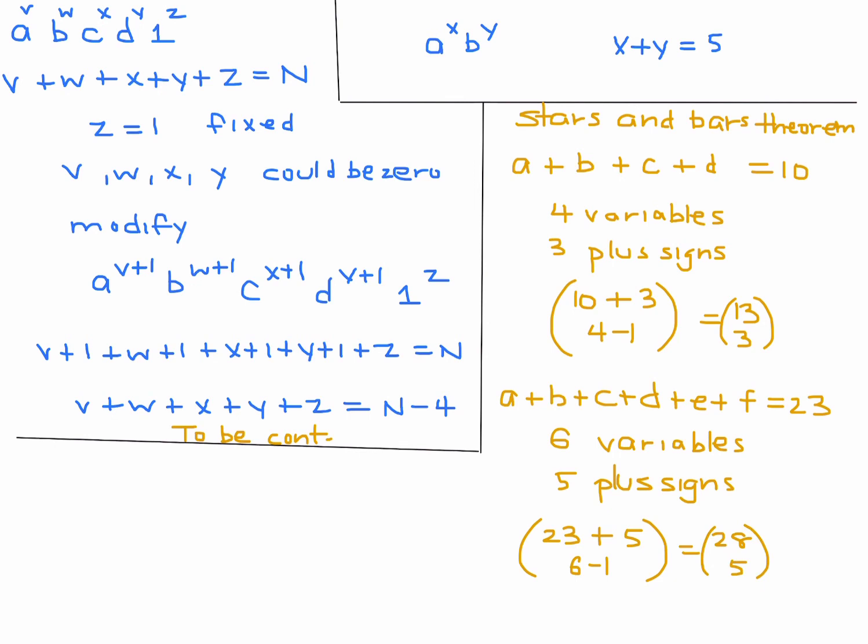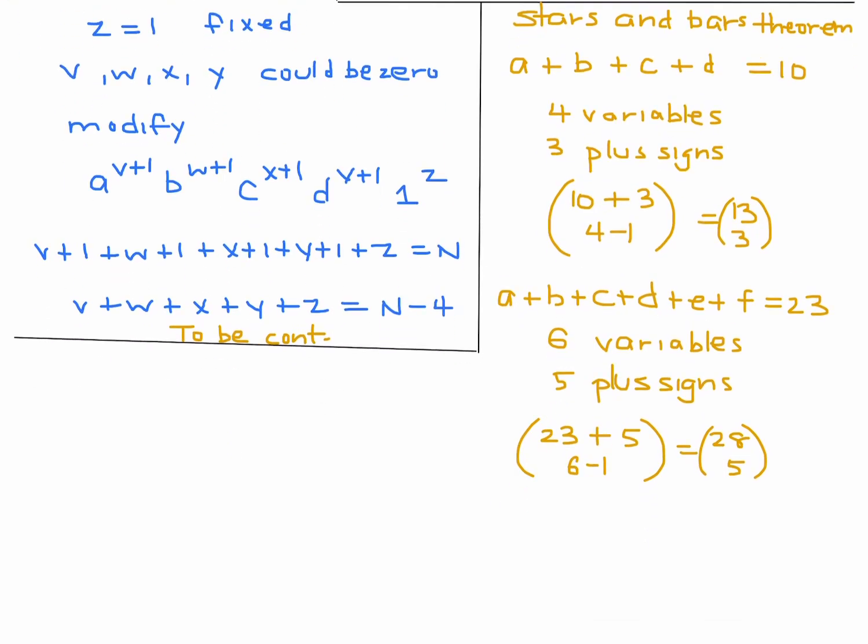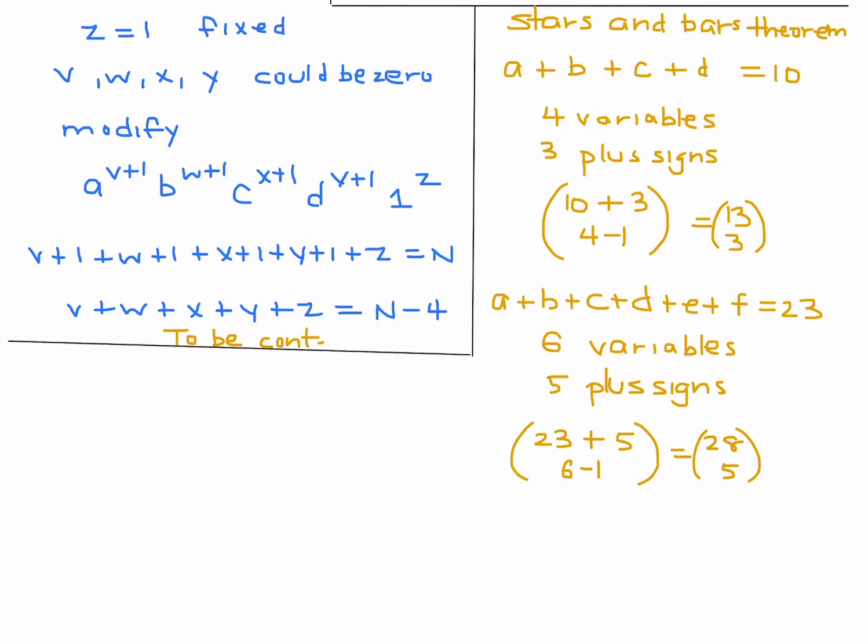All right, so now let's go back to my to be continued. Makes a little bit more sense, I think, when you've explained it. So I'm asking you now, how many ways are there to do this, basically? Okay, well, same thing. How many variables do I have? 5 variables. How many plus signs do I have? 1, 2, 3, 4 plus signs.